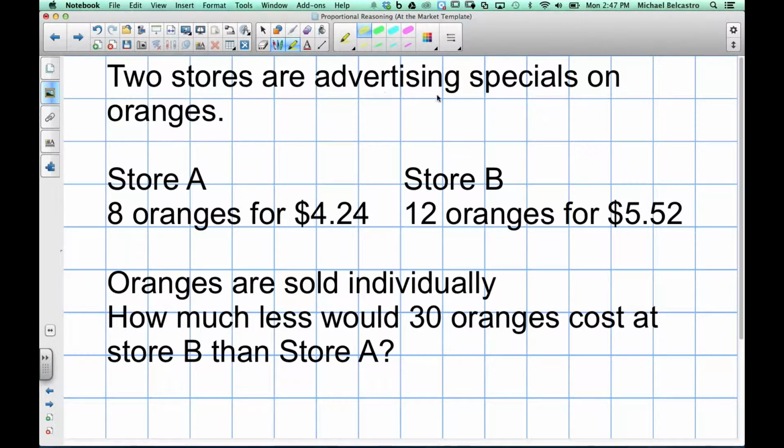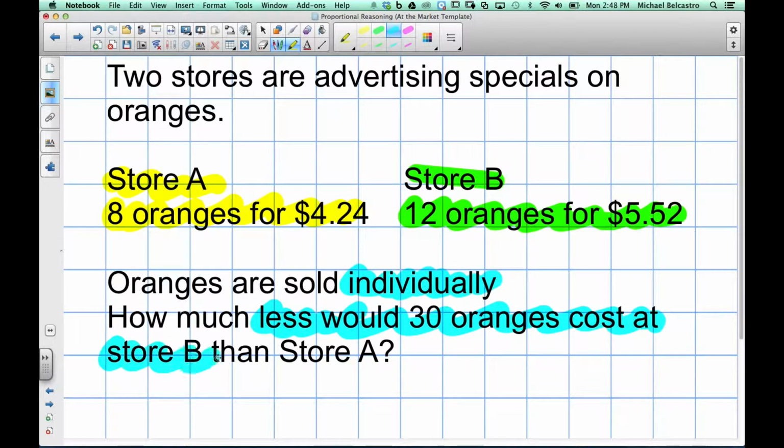Two stores that are advertising specials on oranges. Store A's rate and store B's rate. They're sold individually. That's going to be important to us. Okay. How much less would 30 oranges cost at store A than store B? This whole last sentence is relatively important. So we have our comparisons here.